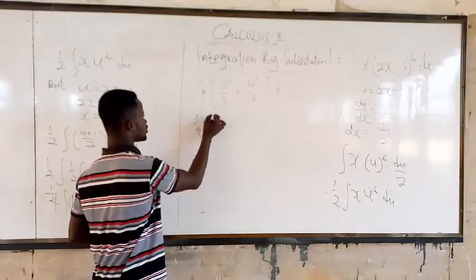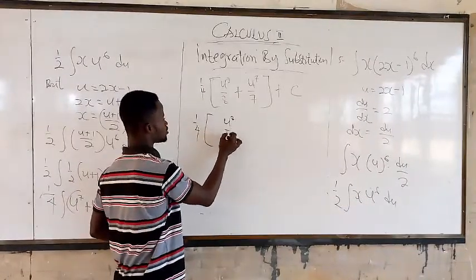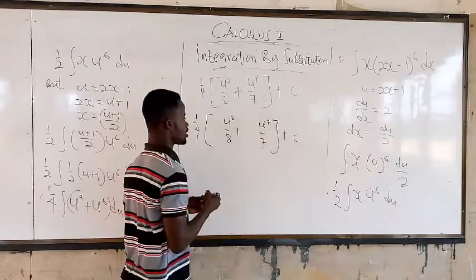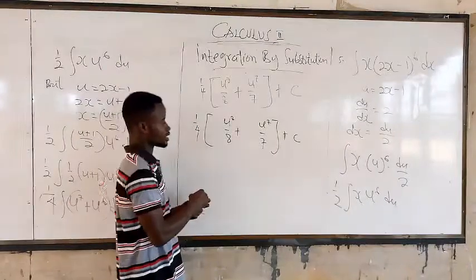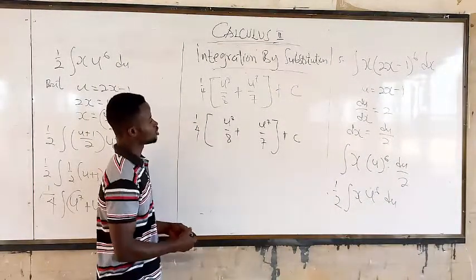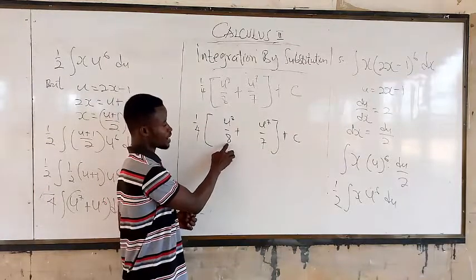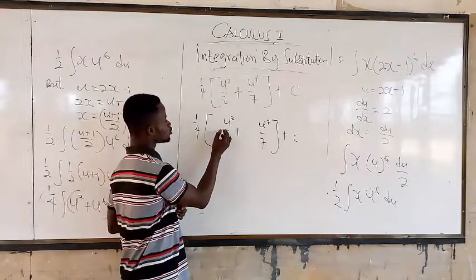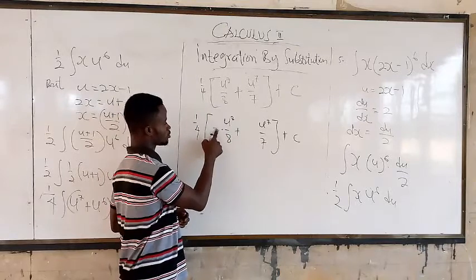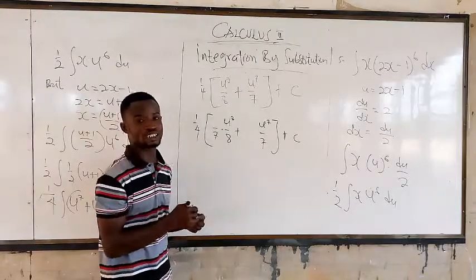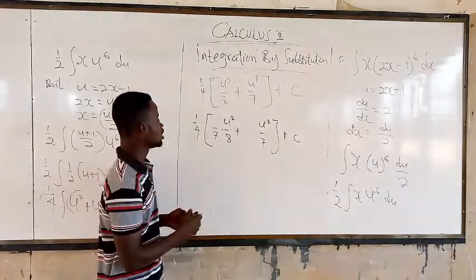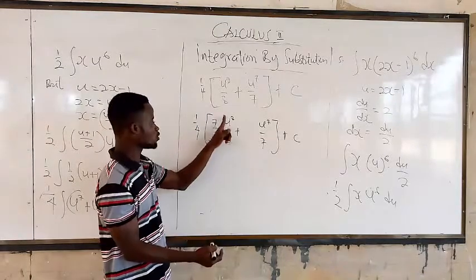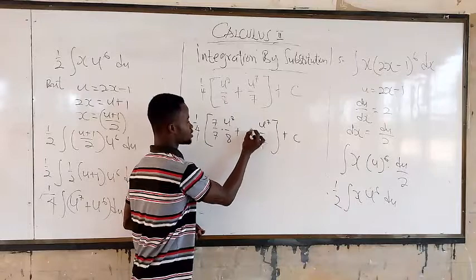So 1 over 4 integral of u to the power 8 over 8 plus u to the power 7 over 7 plus c. Here, we want to find the LCM. When you multiply this by 7, you get the LCM. And when you multiply this by what? 8, you get the LCM. So to multiply this by 7, we want to achieve the same common denominator. So to multiply this by 7, then I will undo it here. So 7 over 7 is 1, and multiplying by 1 is the same thing. I want to multiply here by 8, so I will undo 8.